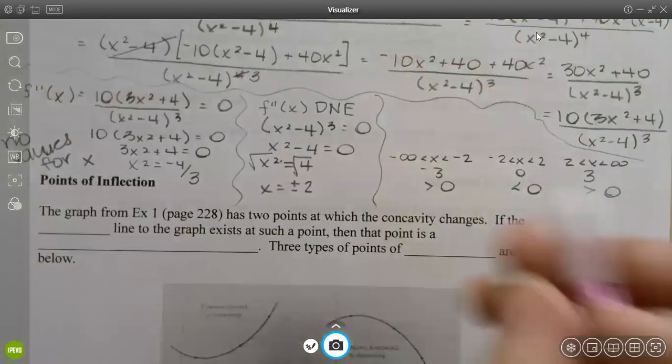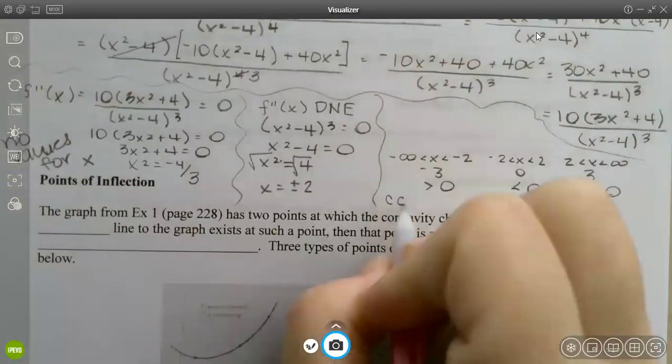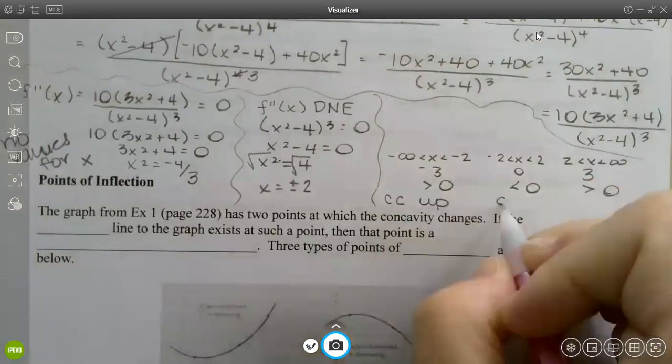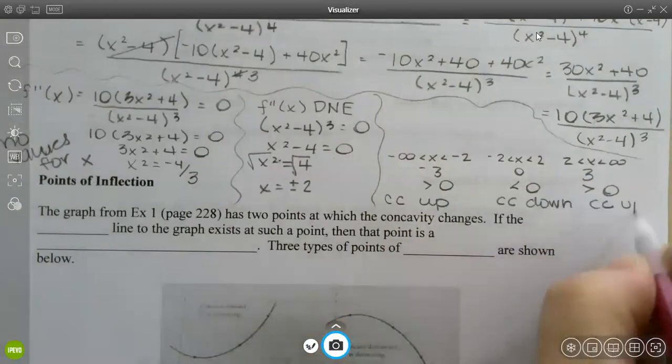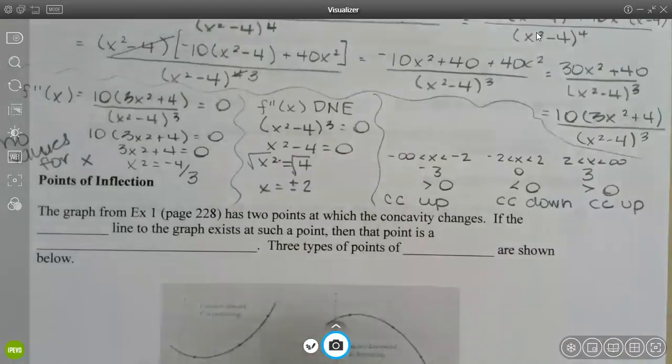So this would be concave up, concave down, concave up. So again, we're not doing anything different. We just have to do more steps by taking the second derivative. Same exact thing.